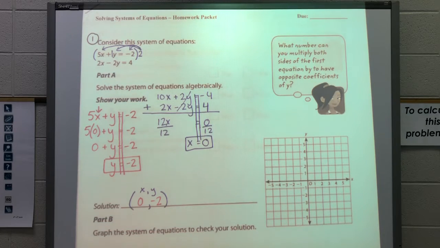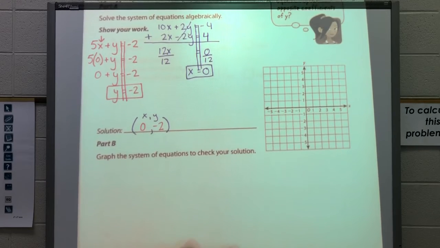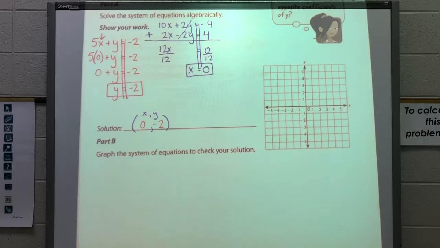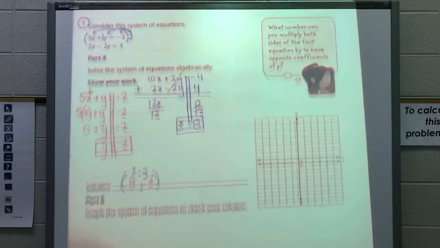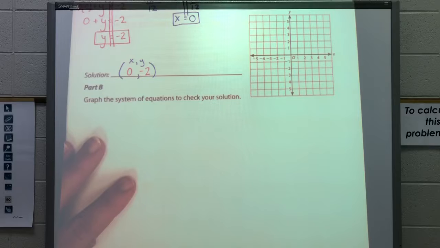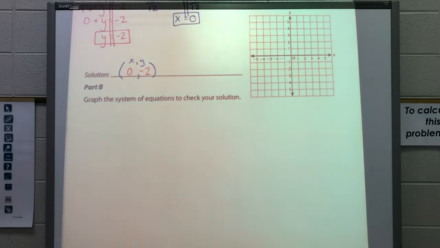Now, moving on to the graphing portion. It says, part B, graph the systems of equations to check your solution. Well, we can't graph the equations until they're in slope-intercept form. So that's a little bit of work that you have to show at the bottom of part B. We have to put those in slope-intercept form so you know what your slope is, you know what your y-intercept is. So I'm going to copy down the equations from the very beginning, exactly how they are. And I'm preparing myself because I'm going to have to isolate y for both of them.